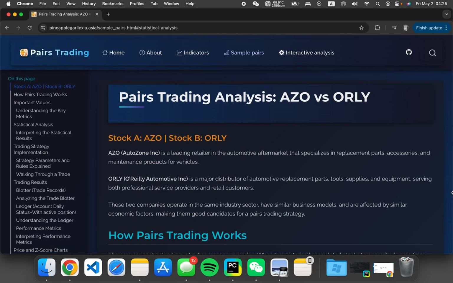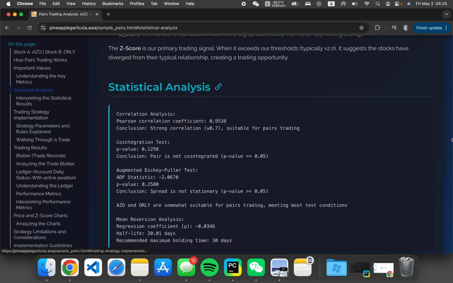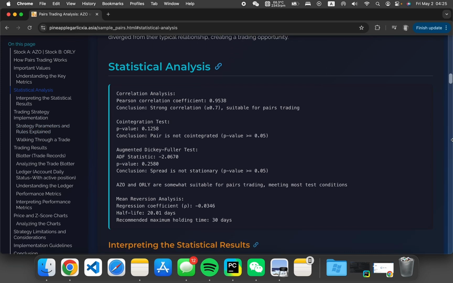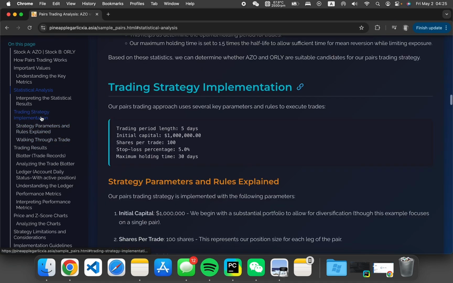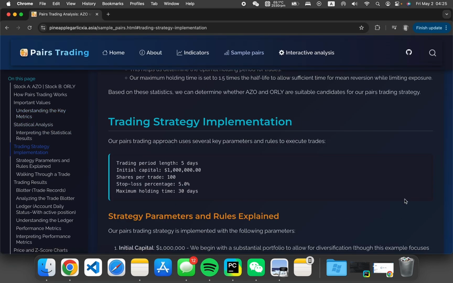Moving on to sample pairs. The site works through a real-world example, AutoZone versus O'Reilly Automotive. Here's the flow. Statistical analysis shows a high correlation around 0.95, but co-integration tests and ADF remind us to watch for non-stationarity risks. For the trade implementation, it sets parameters: $1 million in capital, 100 shares per leg, a 5% stop loss, and a dynamic Z-score threshold between plus or minus 2.0 and plus or minus 3.0.